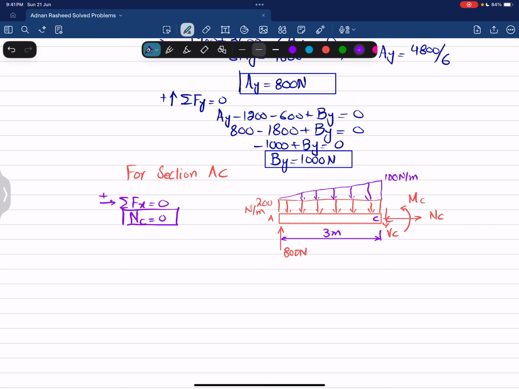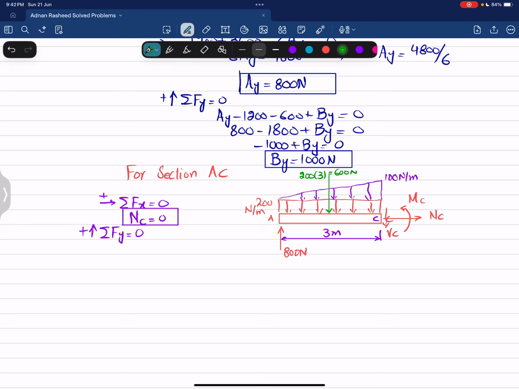Now the second thing is that we will find this VC by using the another equation of equilibrium, that is sum of all forces along y direction must be equal to 0 and upward force is taken as positive. So first we will convert this distributed load into a point load. So it will be act in the middle and its magnitude will be equal to 200 multiplied by 3, that is equal to 600 Newton.